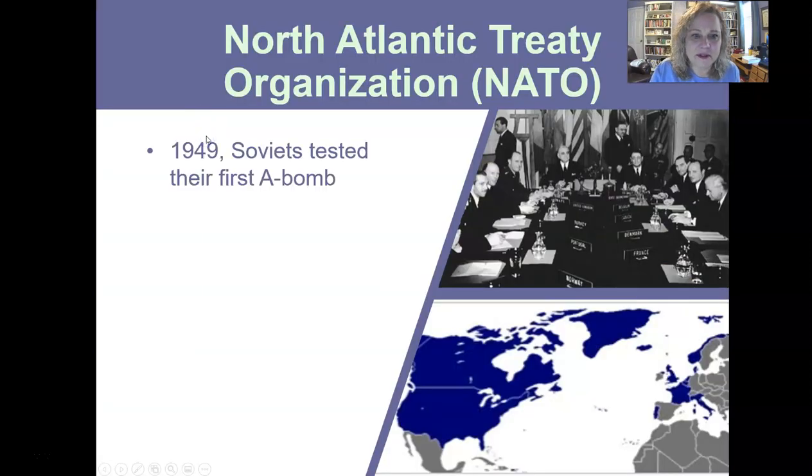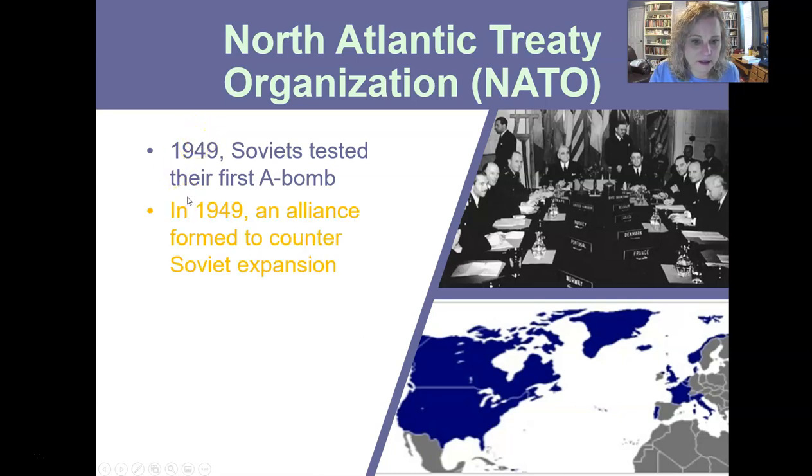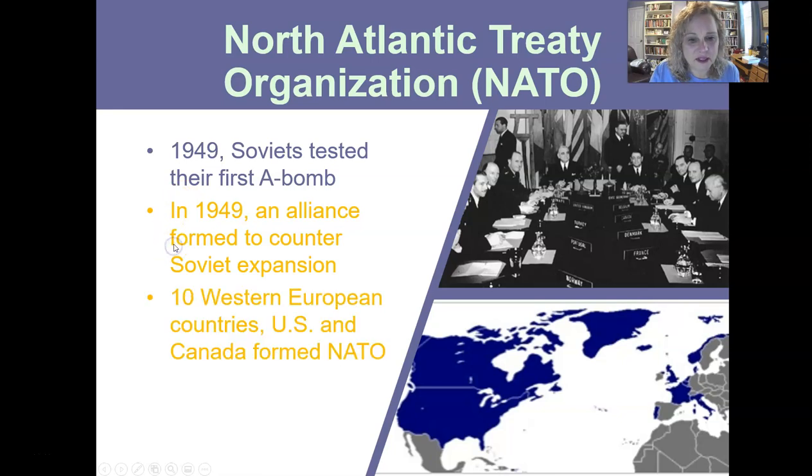Another thing that happens, and this is threatening to the United States, is the development of the atomic bomb by the Soviets. Okay, so the United States and the former Allies are very concerned about this, and so they form an alliance in order to stop the Soviet expansion and stop the Soviet threat. So this starts with 10 Western European countries, the United States and Canada. They form NATO, which is still in existence today, right?